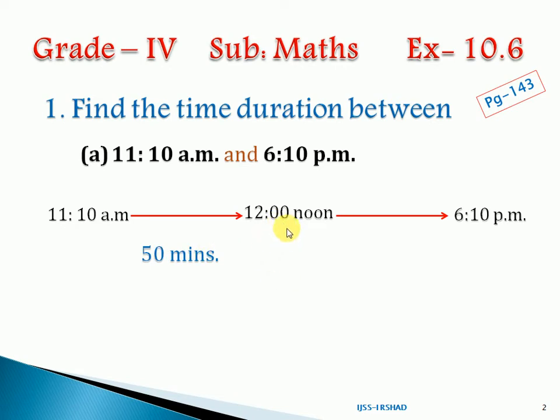Similarly, now it will be easy to calculate the duration from 12 to 6:10 p.m., which is the evening time. From 12, when you go to 6, it will be 6 hours. Like after 12, 1, so 1 hour. The next will be 2 p.m., so 2 hours, 3, 4, 5, 6. So 6 p.m. means 6 hours and 10 minutes. So the duration from 12 to 6:10 will be 6 hours, 10 minutes. Just write it here below the arrow, 6 hours, 10 minutes.